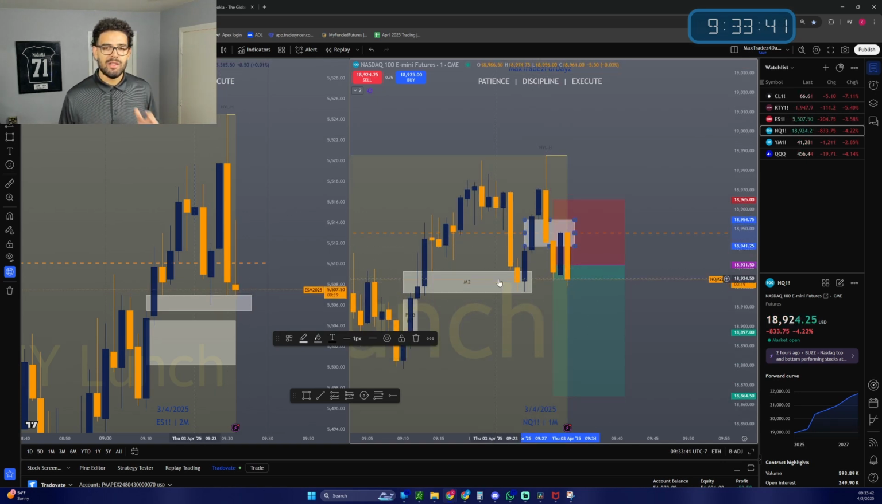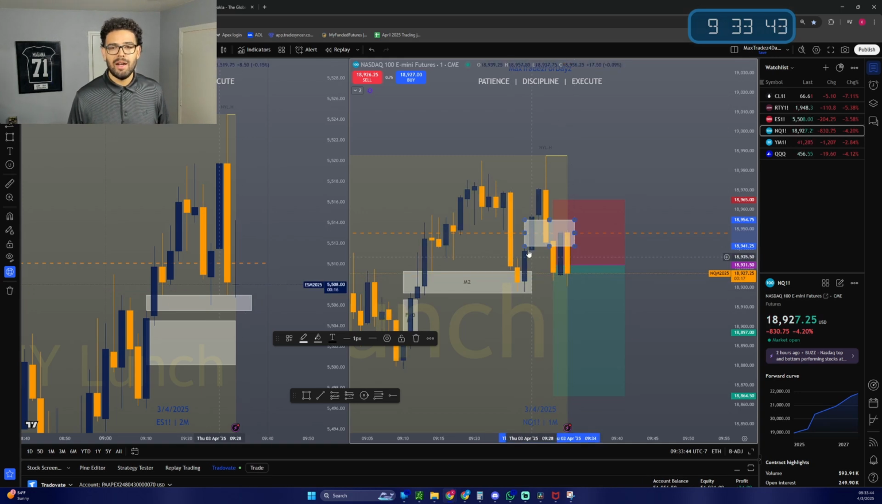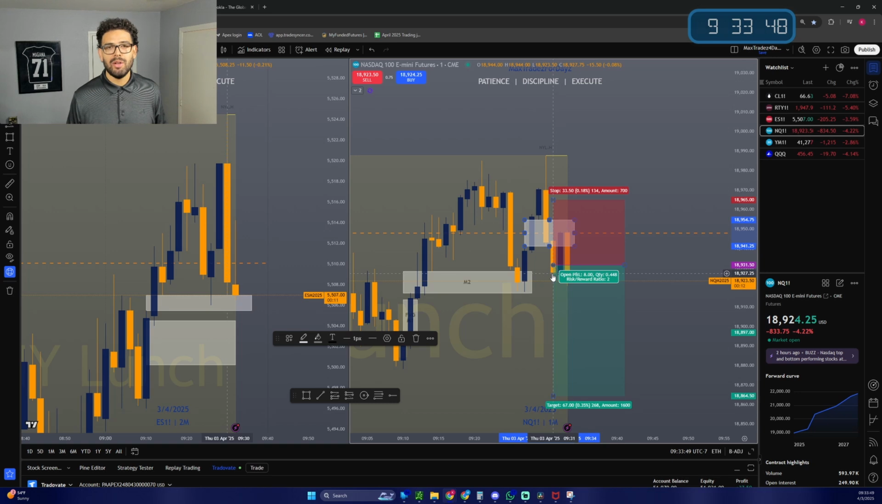And again, if price is to respect this and continue going higher, then I'm expecting a bounce and never a close below like this one did. And once we got that close below, you guys know that's my trigger, that's my entry model, and that's why I'm in this trade now.